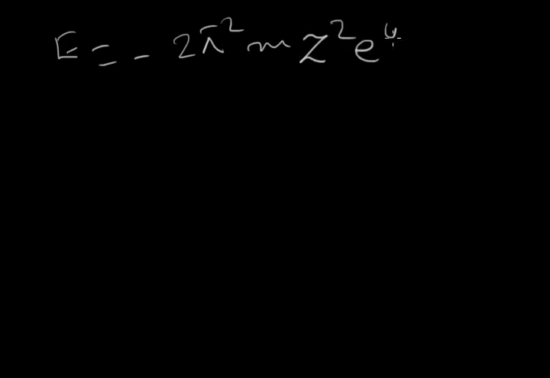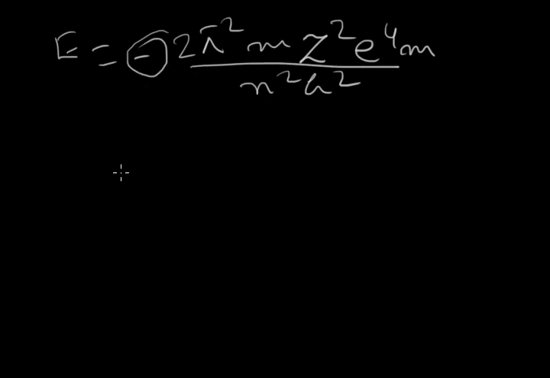Previously we stated that the energy of the electron is minus 2 pi square m z square e to the power 4 by n square h square. The negative sign indicates that an attraction force is present between the nucleus and the electron.